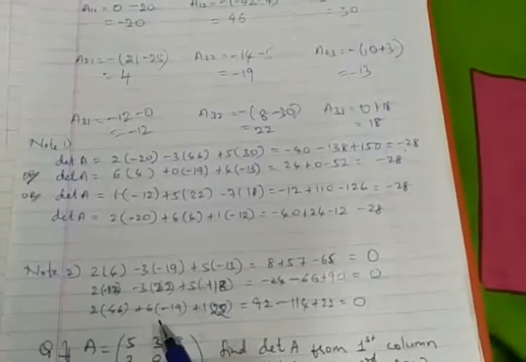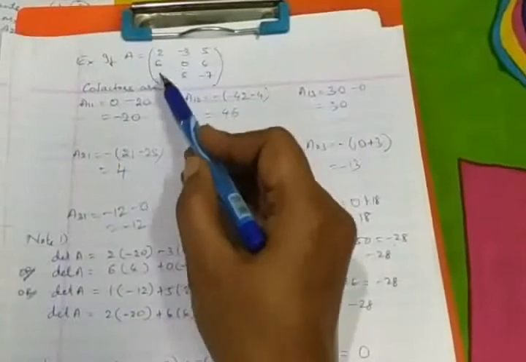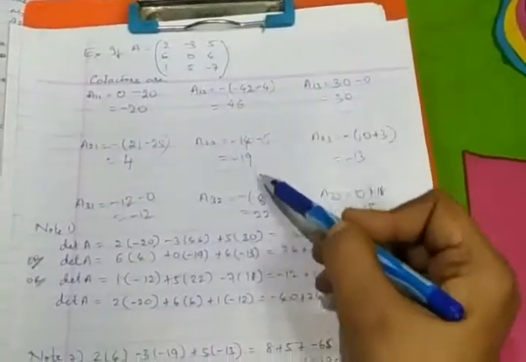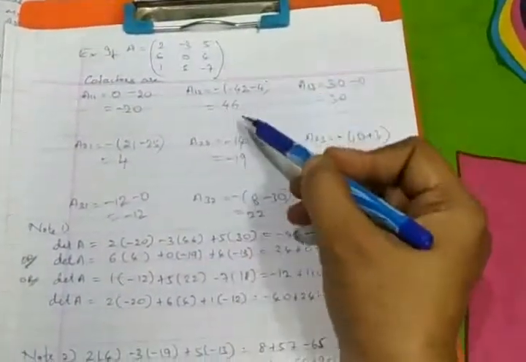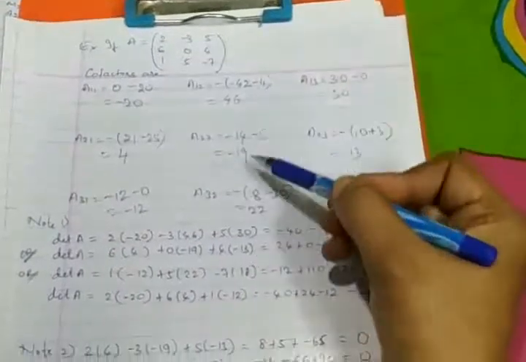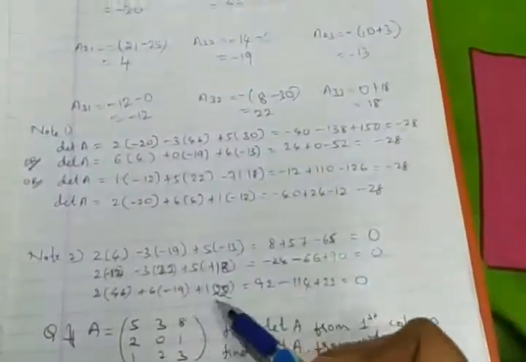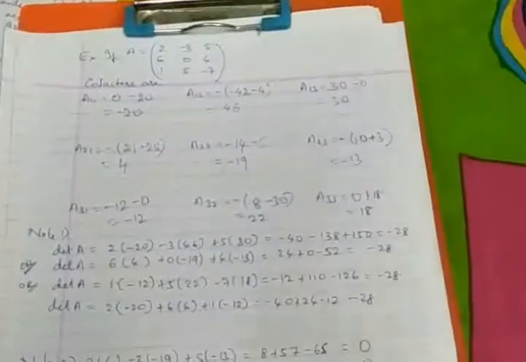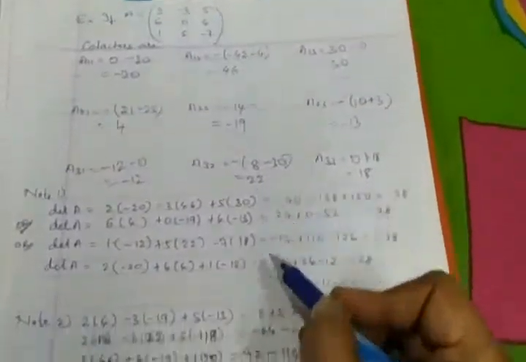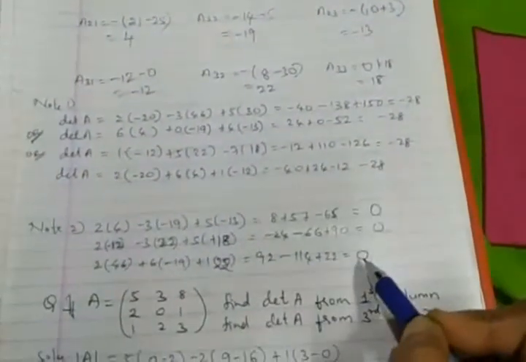Here I have verified it for the column, if I am correct. Yes, that's right. First column, I have taken the cofactors of the second column. Look, we multiply the elements with these cofactors: 2 into 46, 6 into minus 19, 1 into 22, and I find the result to be 0.